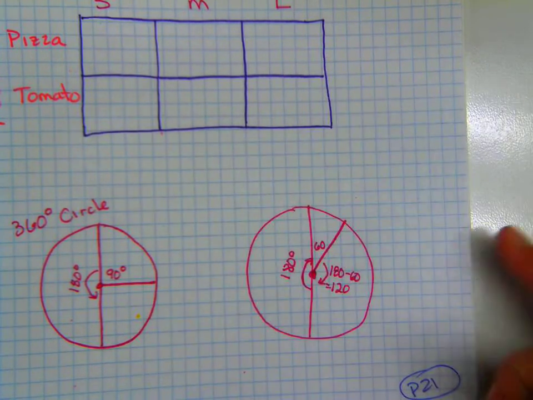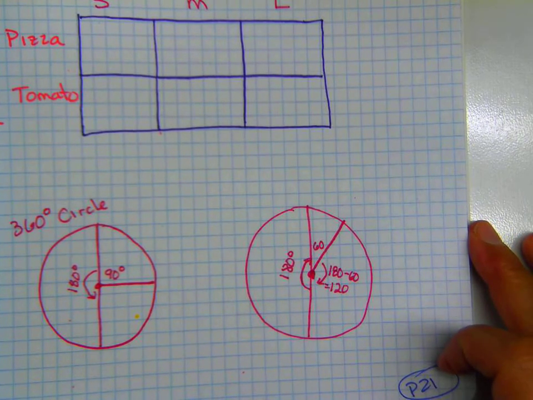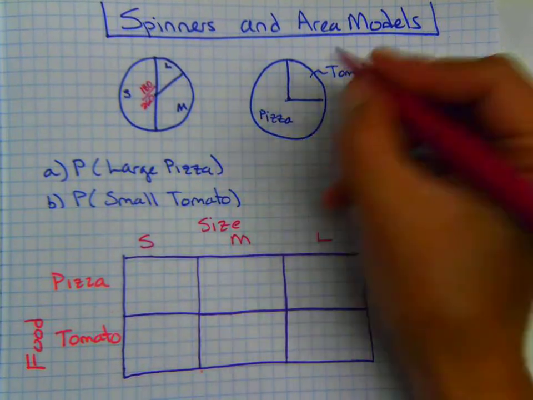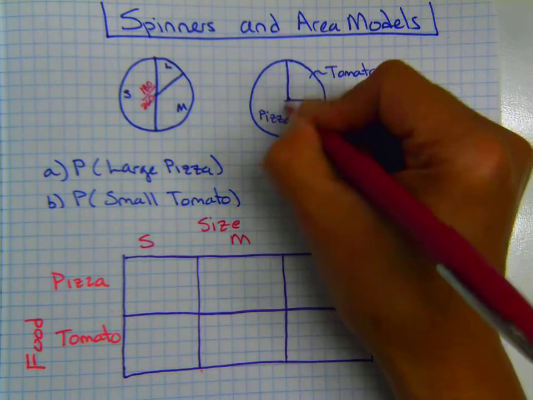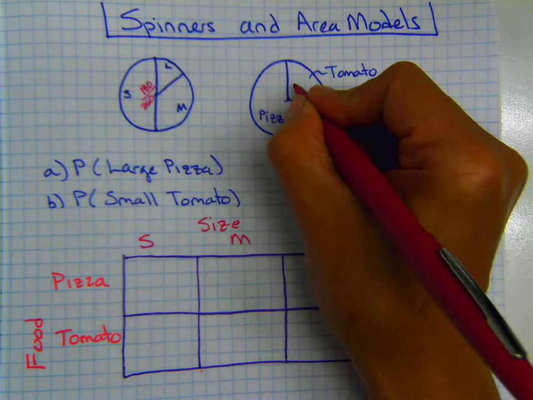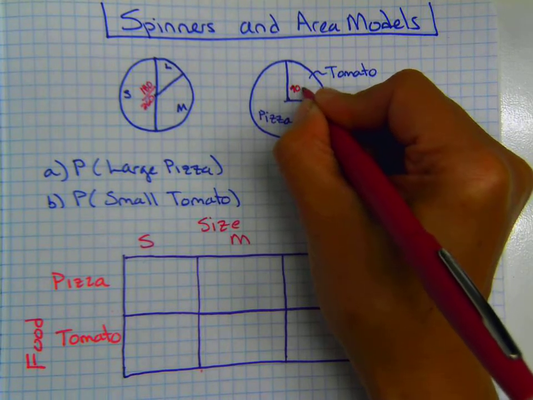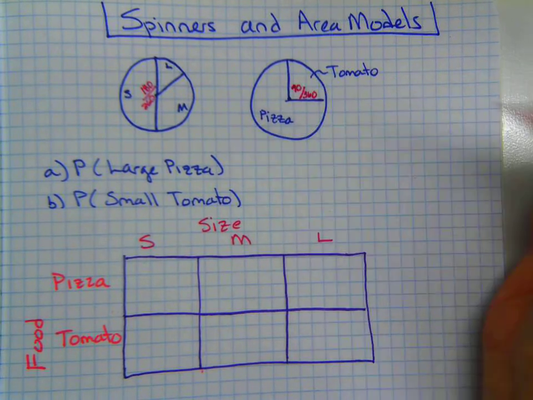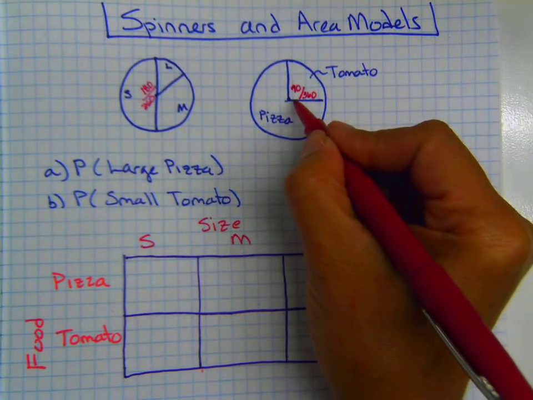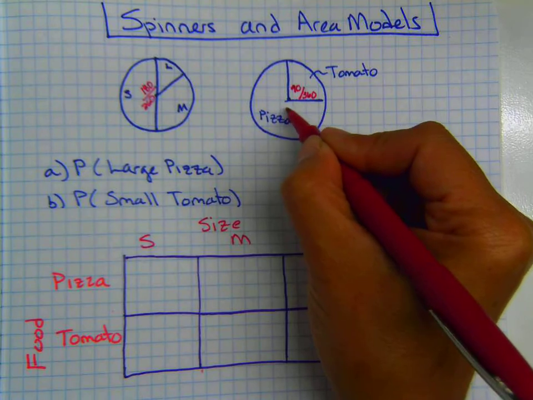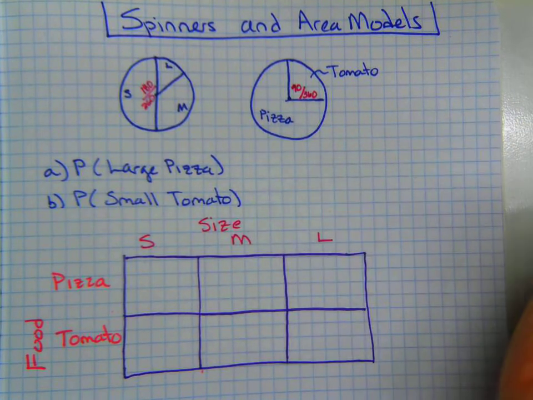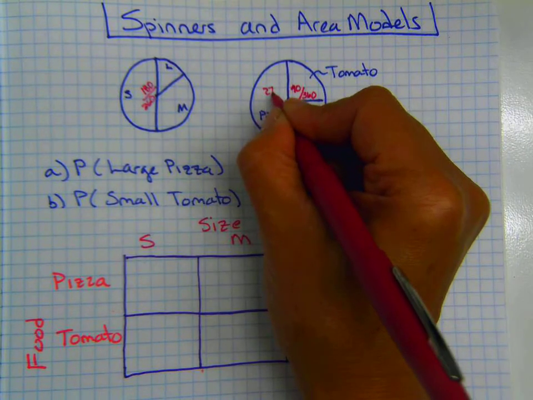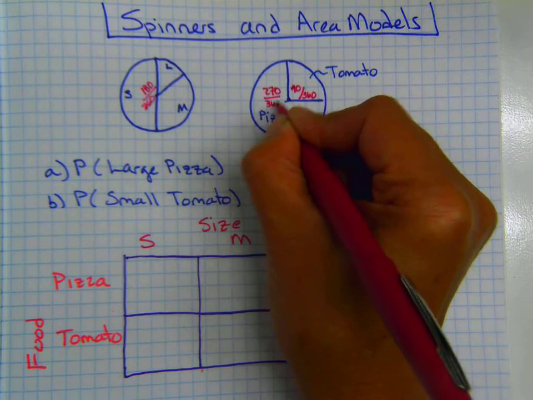So let's move back up to our original spinners. So going up here, this angle was cut in half, so this is going to be 90 out of 360. So that's the probability that I get a tomato. The rest of it has got to be 360 minus 90, which would give me 270 out of 360.